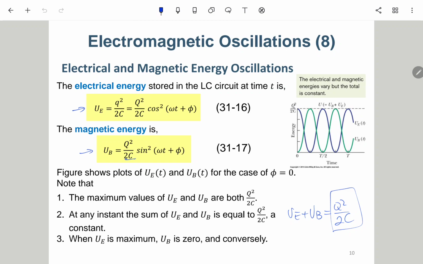Yeah, you have no way to look at the voltage, look at the current. But actually the mathematics tells you, okay, the phenomenon of the LC circuit is like this. Okay.